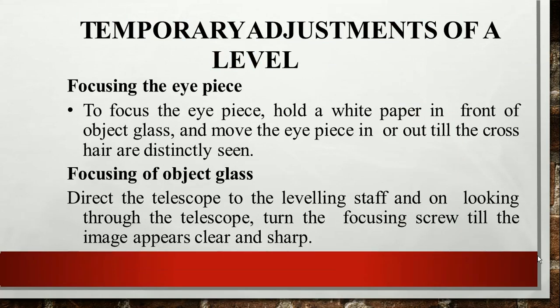Now, at last you have to carry out two operations, that is, focusing the eyepiece and focusing the object glass, right? To focus the eyepiece, hold a white paper in front of the object glass and move the eyepiece in or out till the crosshairs are distinctly seen. Then the next is focusing the object glass. You have to direct the telescope to the leveling staff, and on looking through the telescope, turn the focusing screw till the image appears clear and sharp, right?